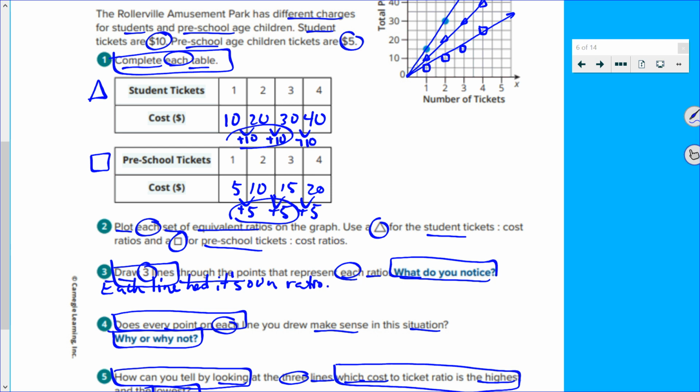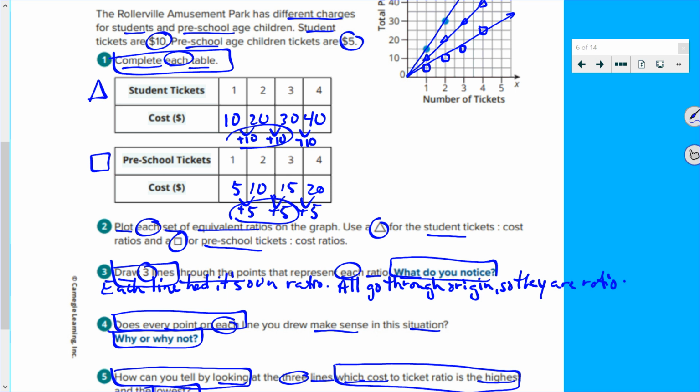Anything else you noticed about the lines? So, Autumn. Good. They all go through the origin. What does that mean? They are equivalent. They are ratios. So they are ratios.